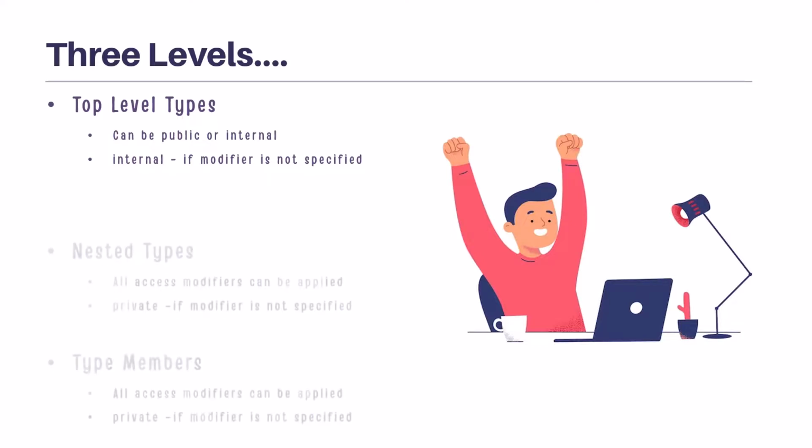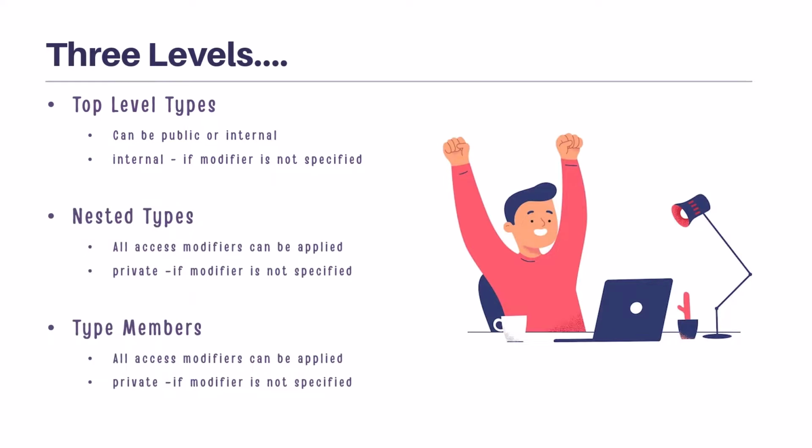We also know that nested types can be defined. So a class can contain another class or struct. In such cases, if we define nested types, they can also have access modifiers. Nested types can use any of the 6 access modifiers. Similarly, type members can also use any of the 6 access modifiers. The default access level for nested types and type members is private.